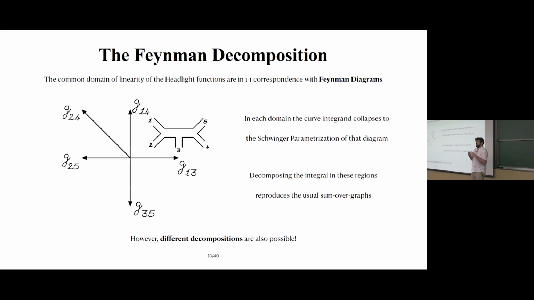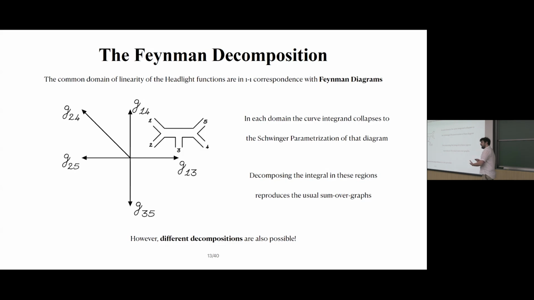The crucial point is to think about the headlight functions, how they look. If you recall, we obtained them by replacing max plus with maxes, so they are piecewise linear functions. What we have to do is to look at the domains of linearity, more precisely at the common domains of linearity of all these headlight functions. I claim that these are in one-to-one correspondence with the possible diagrams that you can draw on the surface. So if you were to plot them, you will find a picture like this, where the entire space is divided into cones, and each cone can be uniquely labeled by a Feynman diagram.